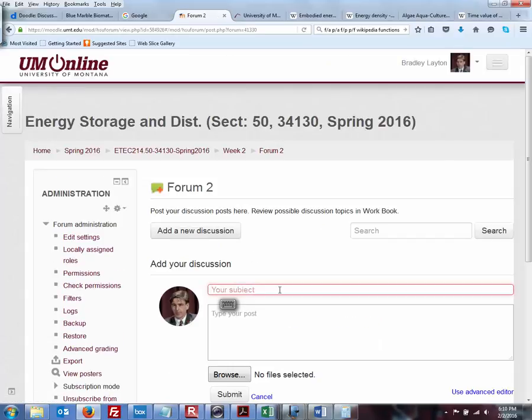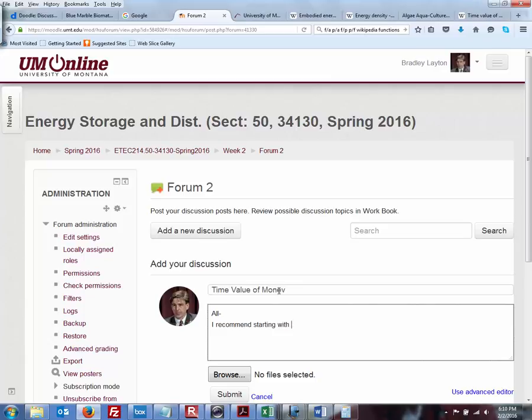Add any discussion. Time value of money. I recommend starting with the table. First 6 entries in the table on the following website.